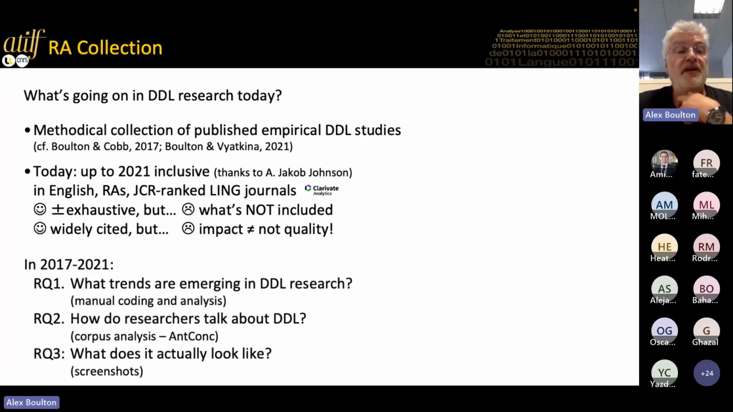So, three more specific research questions. What trends are emerging in DDL research? And for this, we read all of the papers and we coded them for analysis. Second question, how do researchers talk about DDL, the actual language that they use? For that, we made our collection of research articles into a corpus to look at with AntConc. And thirdly, what does DDL look like? The screenshots which researchers publish in their papers.